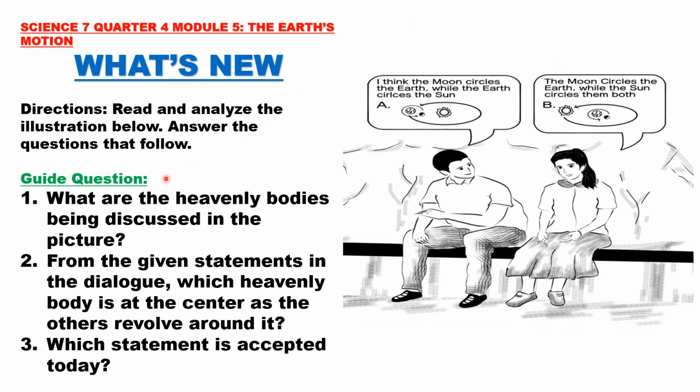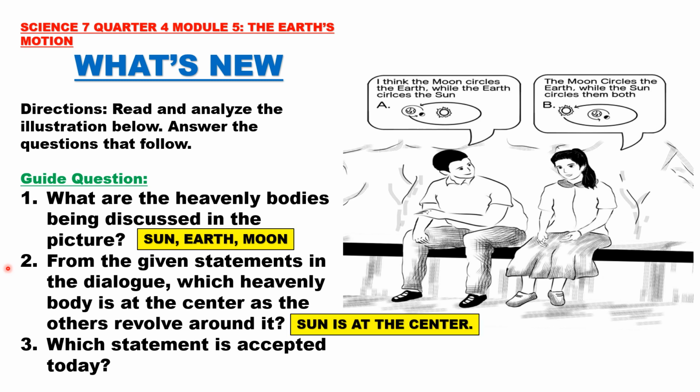Guide question. Number 1. What are the heavenly bodies being discussed in the picture? Answer: sun, earth, and moon. 2. From the given statements in the dialogue, which heavenly body is at the center as the others revolve around it? Answer: sun is at the center. And number 3, which statement is accepted today? Statement A.